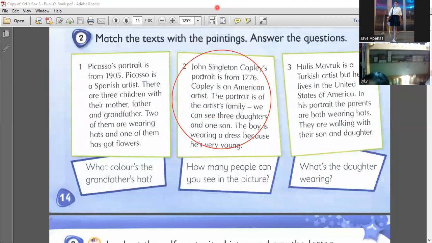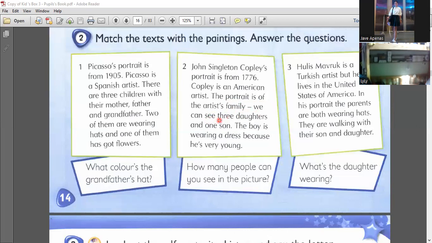Next, let's have number two. Please read. John Singleton Copley's portrait is from 1776. Copley is an American artist. The portrait is of a family.